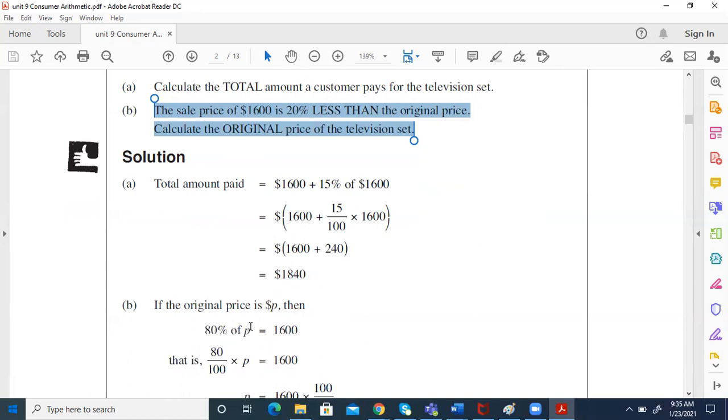So they're saying that P is the original price. It's like writing out what the statement is saying. Tell me, guys, you can see my screen, right? I just want to make sure.